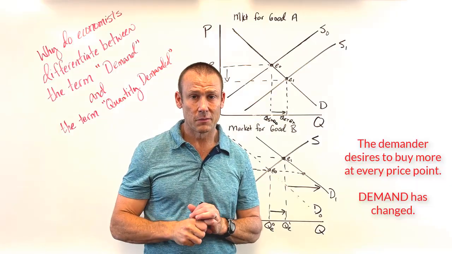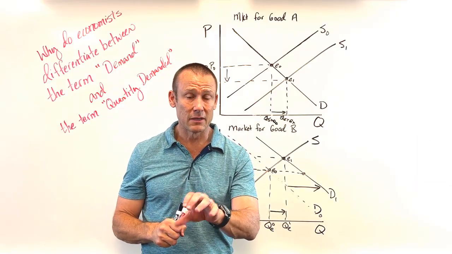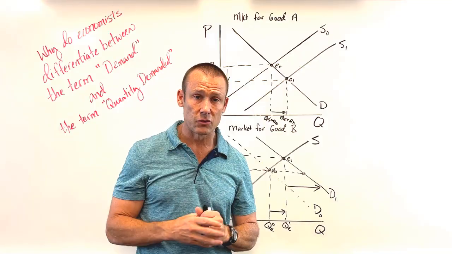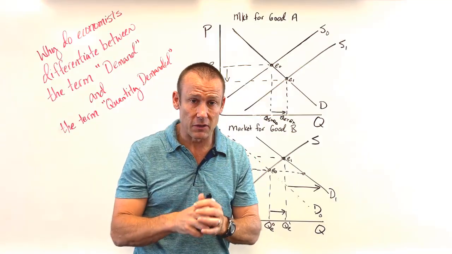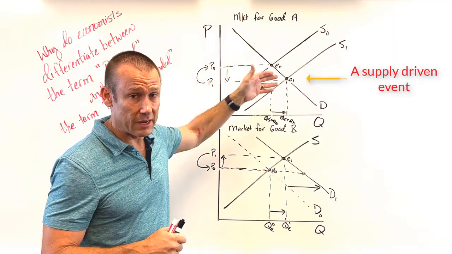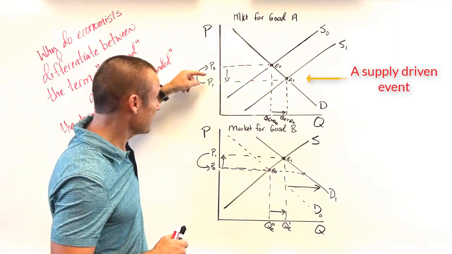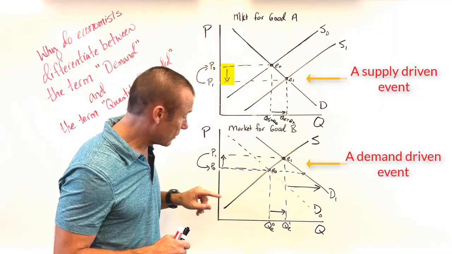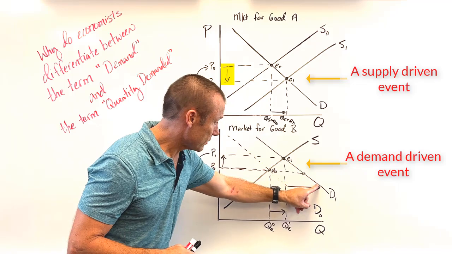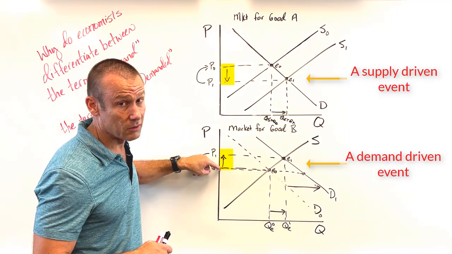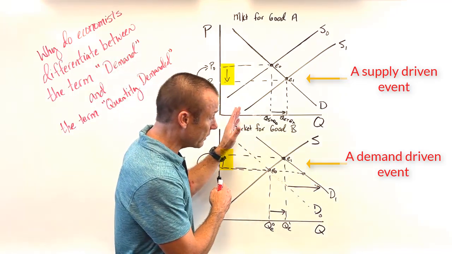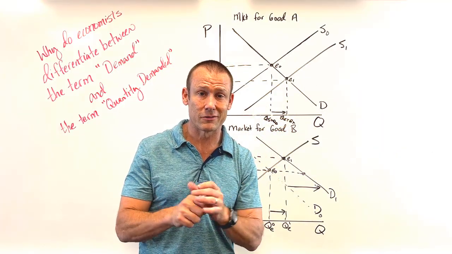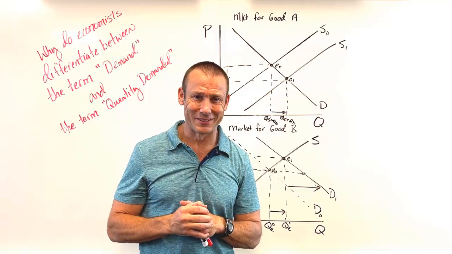The difference between demand and quantity demanded, and now you know why we think it's so important that you understand the two, because it's a communication thing. This was a supply-driven event. And by the way, that supply-driven event led to the price going down. This was a demand-driven event, which led to the price going up. Yes, in both situations, we bought more, but for very different reasons. I hope that made sense to you. We'll see you in the next video.